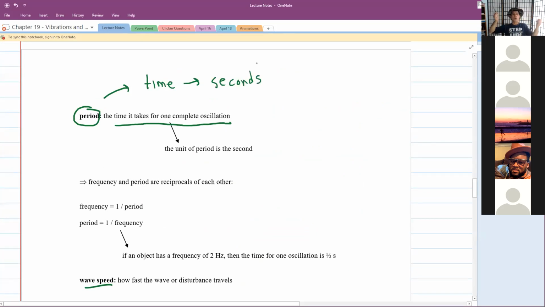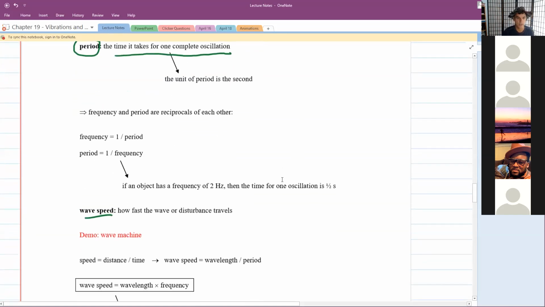So some wave is being produced, let's say, by just me moving a string up and down. I'm producing a wave on a string. Period would be how long it took for one complete oscillation in seconds. So if I was moving my hand up and down and it took me 2 seconds to make one complete oscillation, the period of the wave I produce would be 2 seconds. And it ends up that period and frequency are inversely related to each other, meaning frequency is equal to 1 over the period, and period is equal to 1 over the frequency.